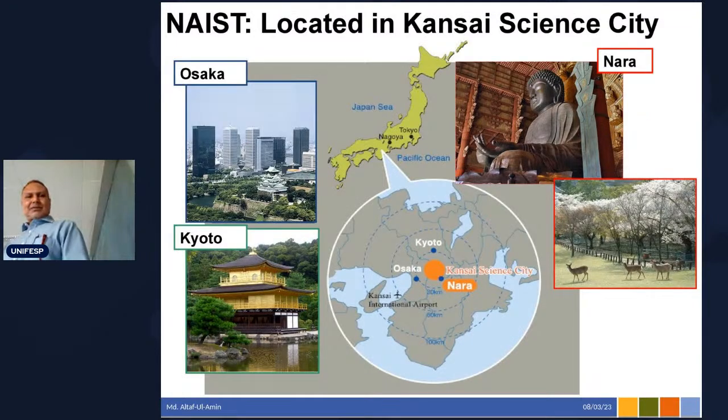And the Nara Institute is located in Nara, of course. Nara is very near the big cities like Osaka and Kyoto. And this is Nara Park during the spring, with a lot of cherry blossoms and free-roaming deer. You can feed them, not risky. And there is a big Buddha in Nara made of bronze. They claim it is the biggest sitting metal Buddha statue in the world.